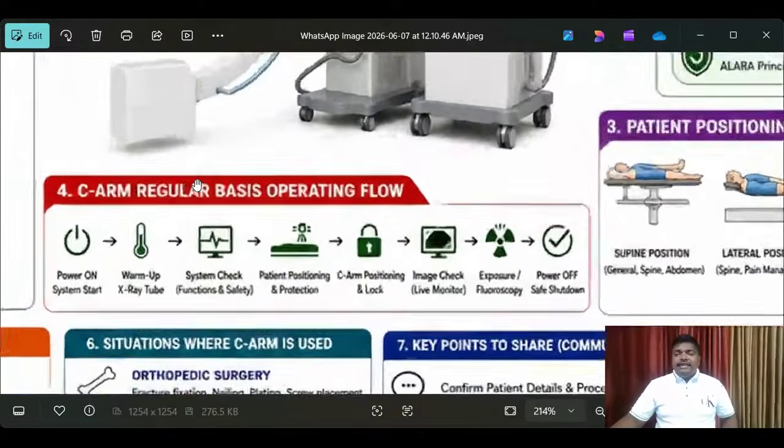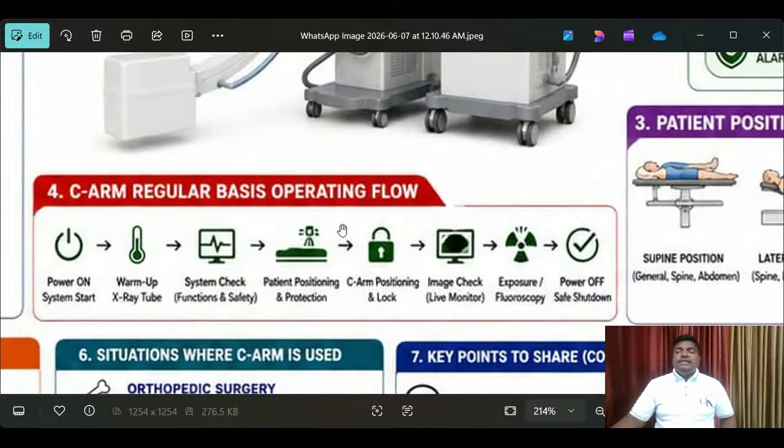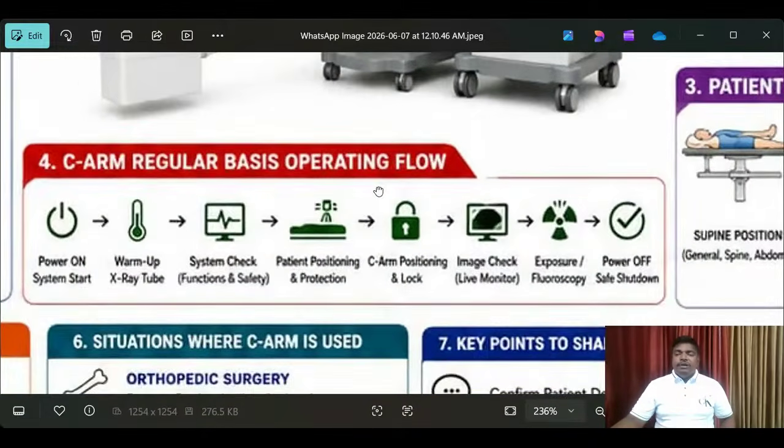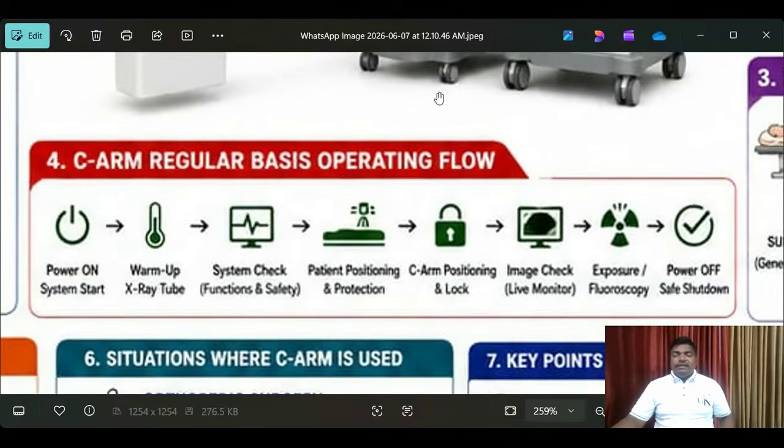Now here, see, the next point is the CM regular basis operating flow. How it looks, see here, very simple. These things are very important. Whenever you get a complaint from the hospital, you have to follow the operating flow. First of all, you have to switch on the system. Where to start, where the switch is available, you have to first observe all things and point out all things.